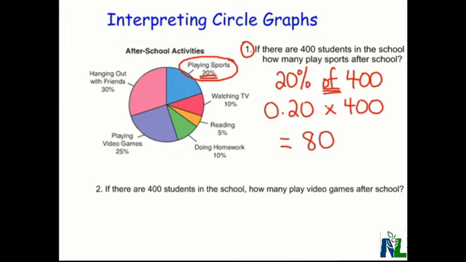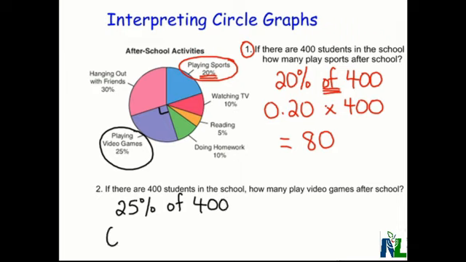Let's try another one. Let's try number 2. If there are 400 students in the school, how many will play video games? If we look at the sector for video games, you notice that it's roughly the size of a quarter of the circle graph. So that's 25%. So we're going to find 25% of 400.